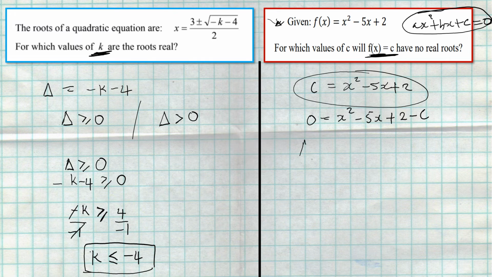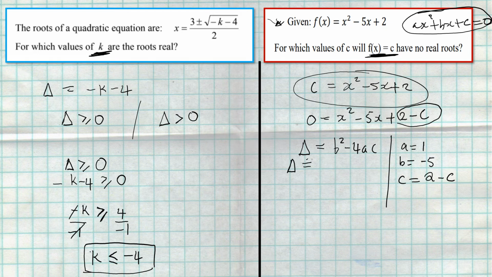I can go and calculate delta. Delta we know is equal to b squared minus 4ac. Your a is anything multiplying x squared, which is 1. b is anything multiplying x, which is minus 5. And c is anything that does not have x. It's 2 minus c. So don't make that mistake to say it's 2 or minus c only. It's 2 minus c, our constant there. So I can substitute: delta equals minus 5 squared minus 4, our a is 1, our c is 2 minus c.